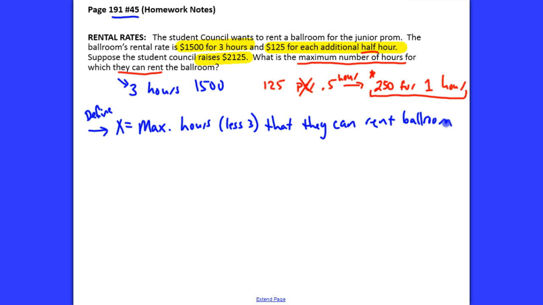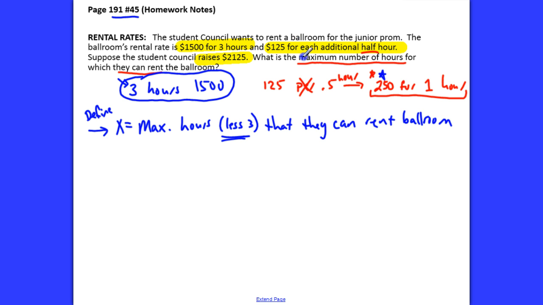Okay, so if you're confused on why I did this less 3, it's because you have to buy 3 for $1,500. After 3 hours, it's based on a per hour rate. Okay, so maybe it'll make sense as I show you the equation here.